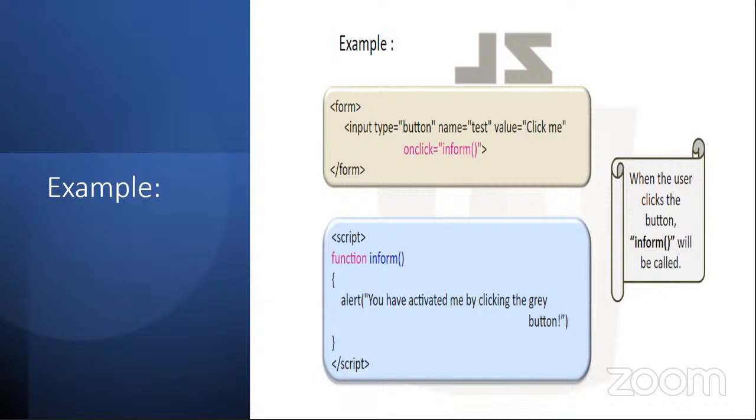When you perform some action on a web page, it has to redirect to a specific function. Here is the function; its name is inform, and it says that you have activated me by clicking the gray button. So when the user clicks on the button, as a backend process it calls a method called inform. Inside the inform method, we just have an alert message, so it displays an alert message.